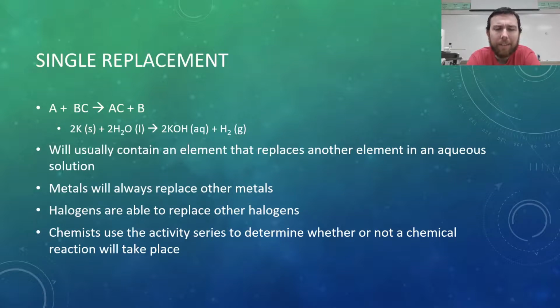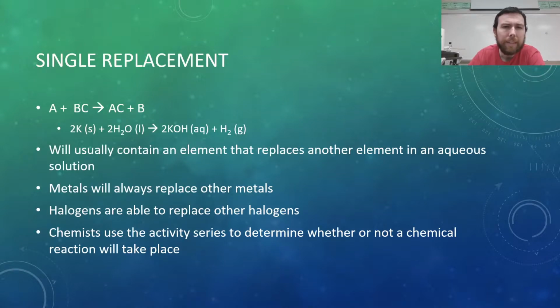And then the last thing to consider is that when we talk about single replacement reactions, there is a possibility that no reaction can take place. And so chemists use what's known as the activity series to determine whether or not that chemical reaction will take place. The activity series is essentially measuring how easily something can be oxidized in a given process, specifically when we're looking at the activity series of metals.